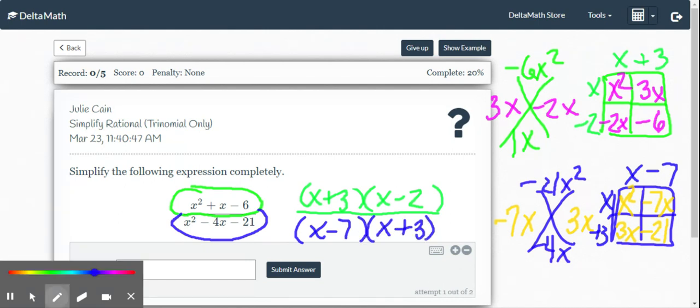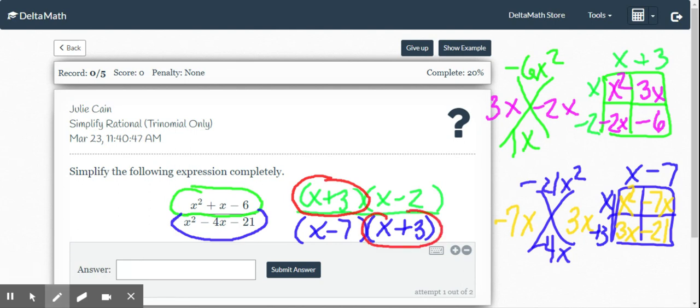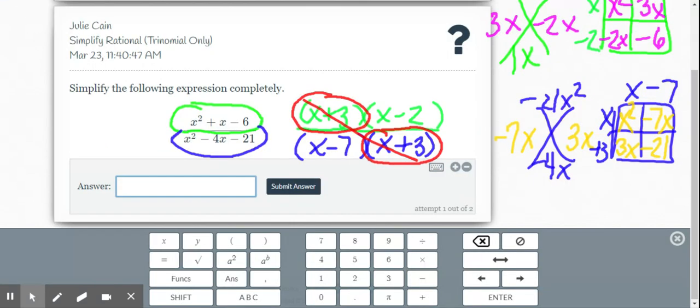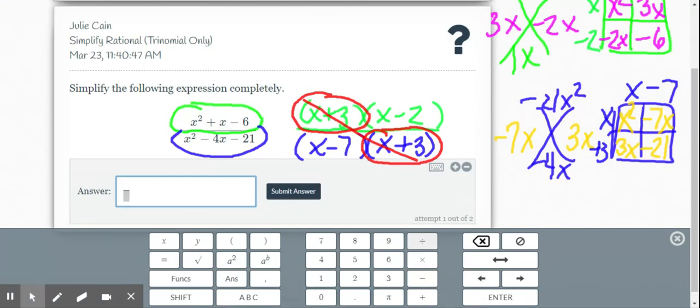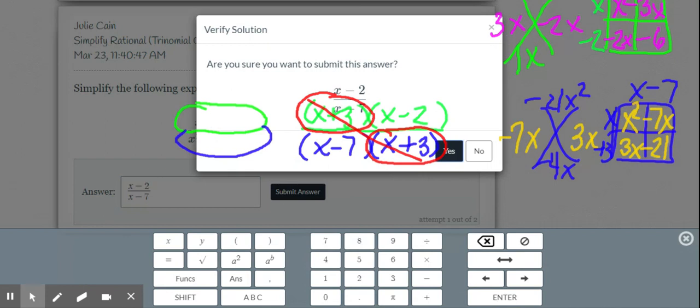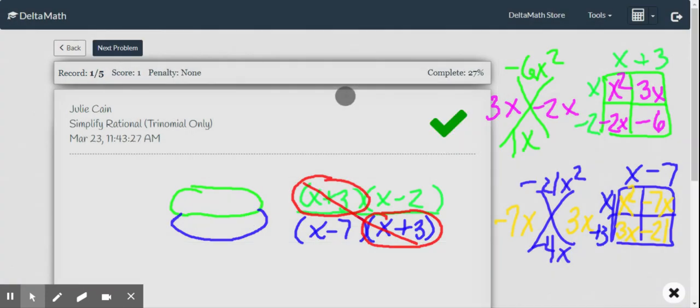And so then when I look to achieve oneness, I want to get rid of or eliminate like terms. So now through multiplication, I have x plus 3 on top and an x plus 3 on the bottom. Those are like terms, so I can cancel, eliminate, reduce those. And so then I'm left with a fraction. I can use my keyboard here, and I can make this a fraction right away without typing anything. And that way I can type x minus 2 on the top and x minus 7 on the bottom. And then we'll submit our answer, and boom.